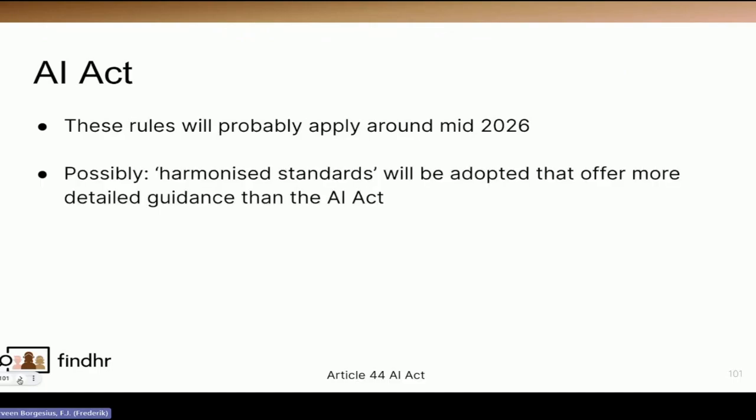It's also possible that in a complicated system of self and co-regulation supervised by the European Commission, there will be so-called harmonized standards in which AI specialists and companies come together, and then the European Commission will check, did you follow the AI Act close enough? It's possible that such standards give more detailed requirements to comply with, for instance, the non-discrimination AI Act rules that I just presented.